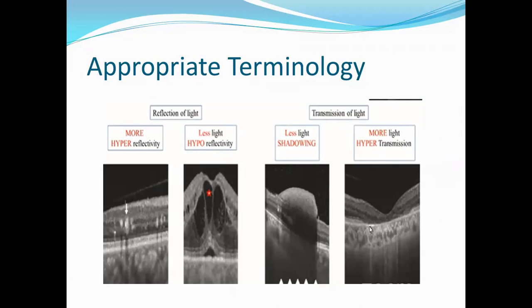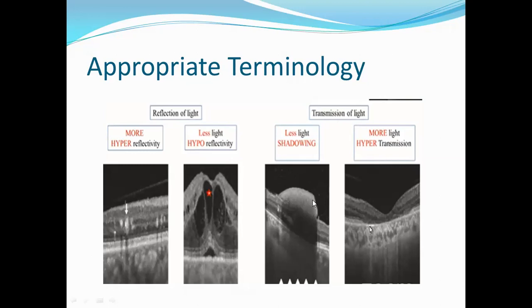So we are talking about the grayscale images. The second sort of terminology is transmission of light. So whenever more light is transmitted, you see again hyper. And whenever less light is transmitted, it is called shadowing, and you see the pictures as hypo or black. So in the third picture, this is a sub-ILM hemorrhage.